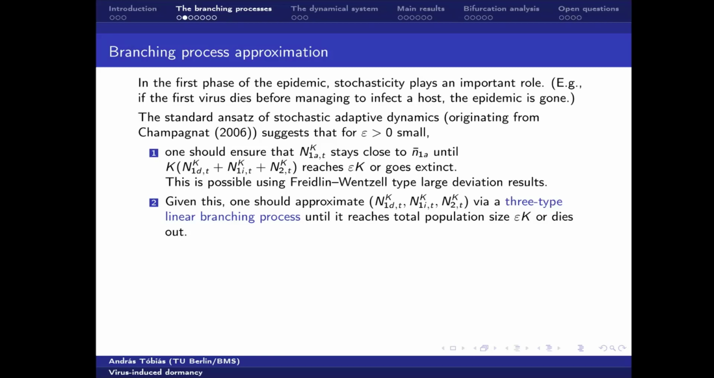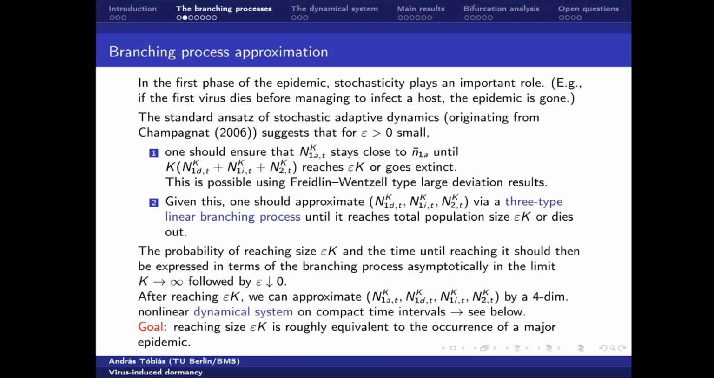And if we can guarantee this, which is usually done via some standard Freidlin-Wentzell type large deviation arguments, then one should be able to approximate this 3-type population without scaling by K via a 3-type linear branching process. This means that the population of the actives is constant, and therefore all the rates depend linearly on the population size of these 3 types, and then you get a branching process. And then the probability of reaching size epsilon times K and the time until a successful invasion should all be expressed in terms of a branching process. Then you have to take first the limit K to infinity and then epsilon to 0. In this coupled limit, you have convergence to the survival probability of the branching process and the time the branching process takes until it reaches size epsilon times K.